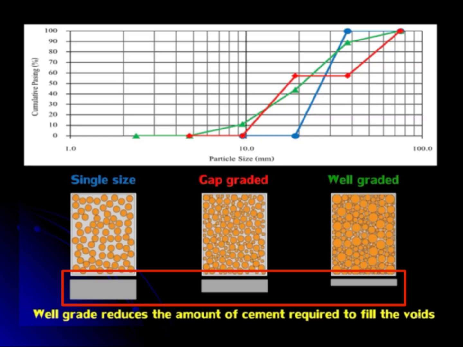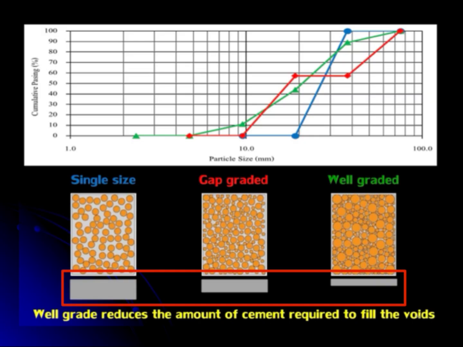So what are the effects of gradation on the concrete mixture? These pictures show the effects of gradation of aggregate on the paste volume in concrete mixture. Assume the box having gray color is the volume of cement paste in one unit volume of concrete.